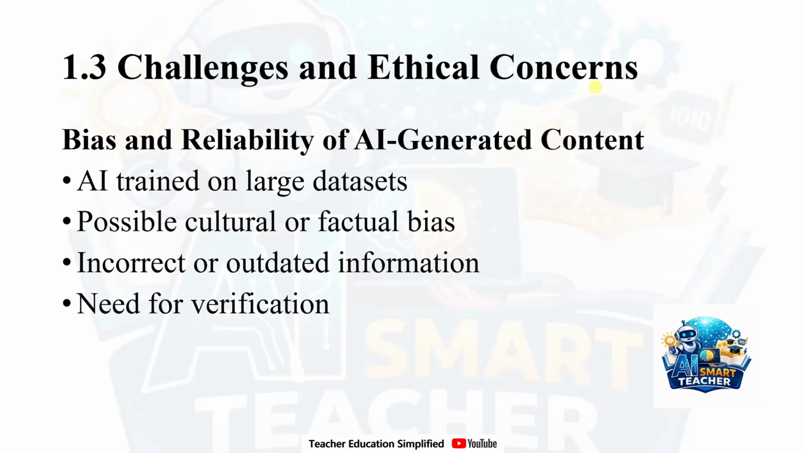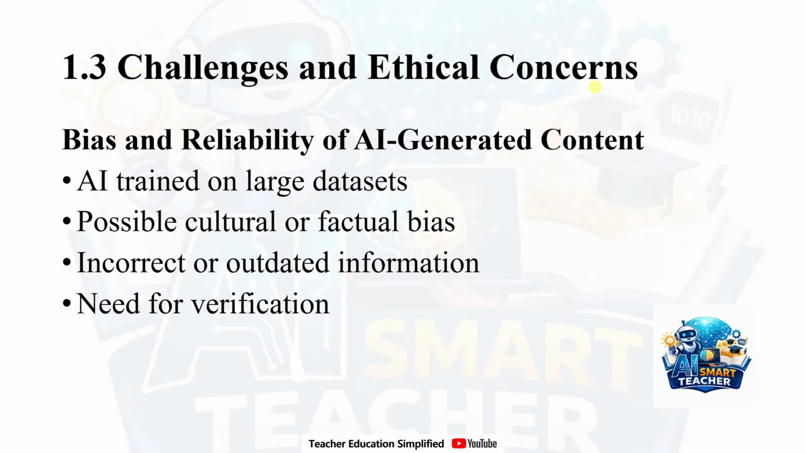Bias and reliability of AI generated content. AI is trained on massive datasets from the internet, but the internet itself contains biased, incomplete, and sometimes incorrect information. So, AI may generate culturally biased examples, one-sided viewpoints, incorrect facts, outdated data.